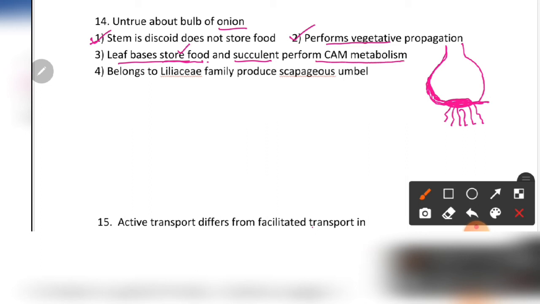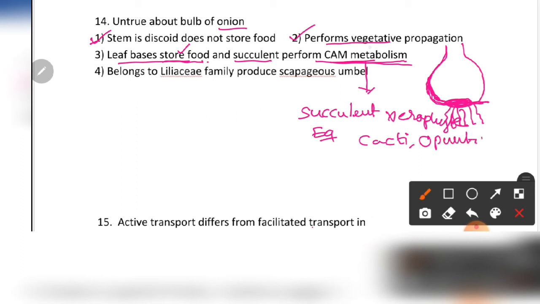Perform CAM metabolism. CAM metabolism is present in succulent xerophytes. CAM means crassulacean acid metabolism. Examples are cacti and opuntia. But what about onion? Onion is not a xerophyte, onion is a mesophyte. So this statement is wrong.